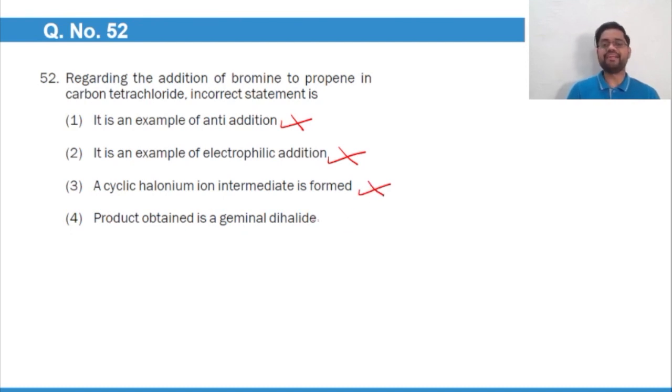Product obtained is geminal dihalide, answer is wrong. This statement is wrong and hence this is the right option. The product obtained is vicinal dihalide. All three statements are correct, the last one is incorrect and hence the answer will be option number 4.